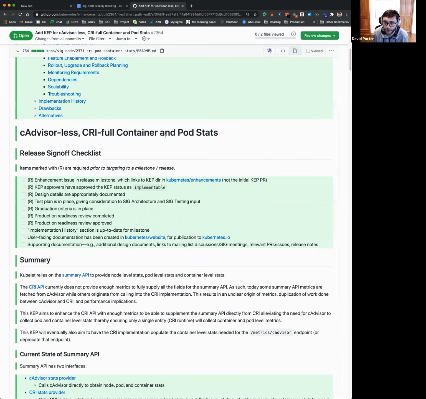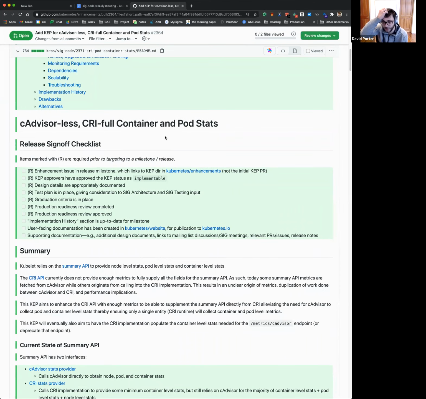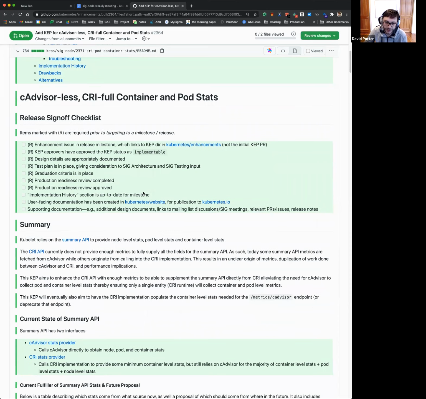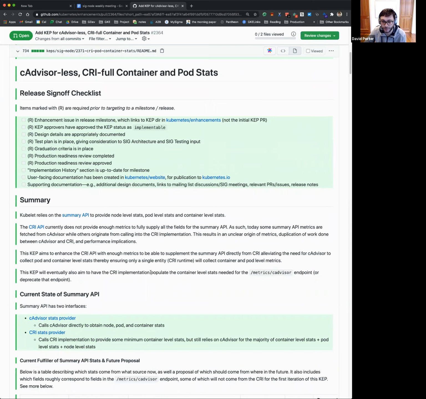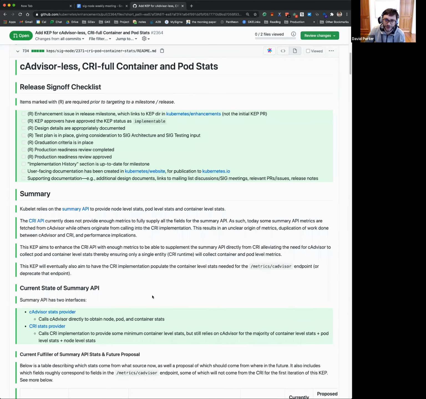So the whole idea here is that today the Kubelet collects a lot of container and pod level metrics, and today that comes mostly from cAdvisor. We've had previous discussions in SIG Node that that's something we want to eventually move away from, for various reasons. Some of the reasons are that right now CRI is actually collecting some statistics as well, and some are being collected from cAdvisor. So ideally, we want to center around one source of truth for metrics.